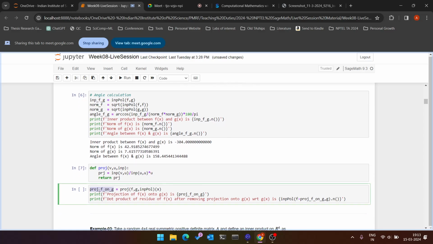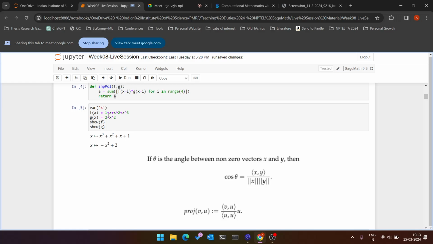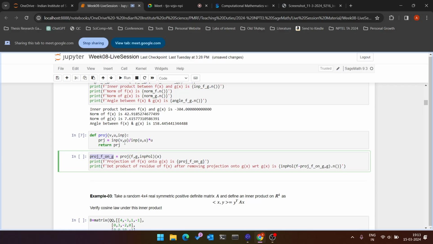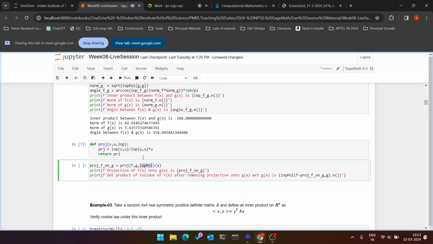In our case, since we are interested in calculating the projection of f on g, we pass the arguments in the correct order. So f first, then g, and the function inner product polynomial, and this whole thing becomes a different function of x itself. So that is how we are expressing it. And once we do this, I'll just evaluate the projection of f on g.